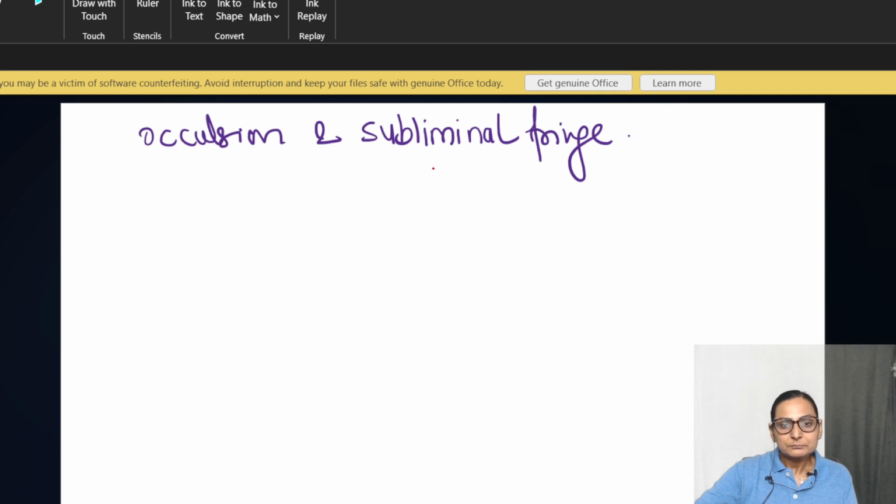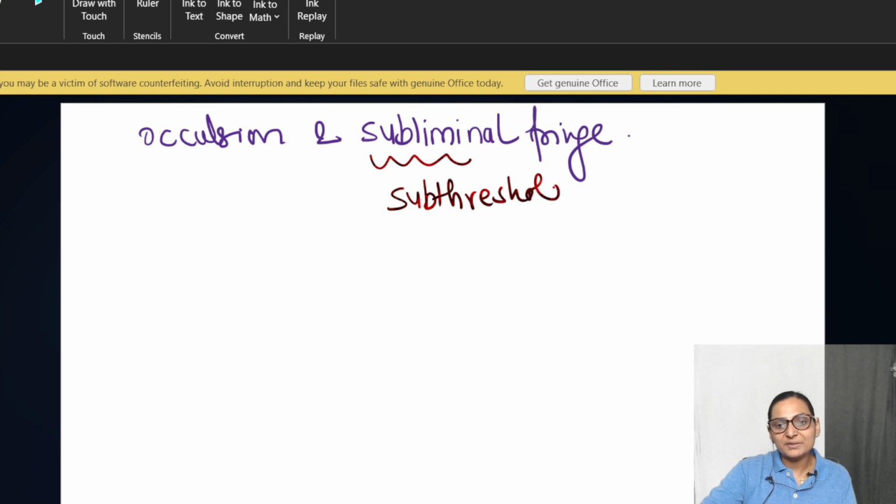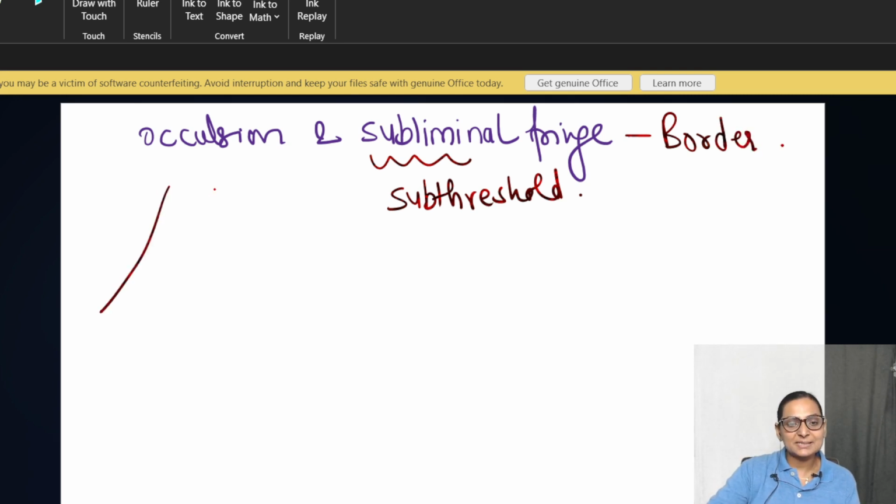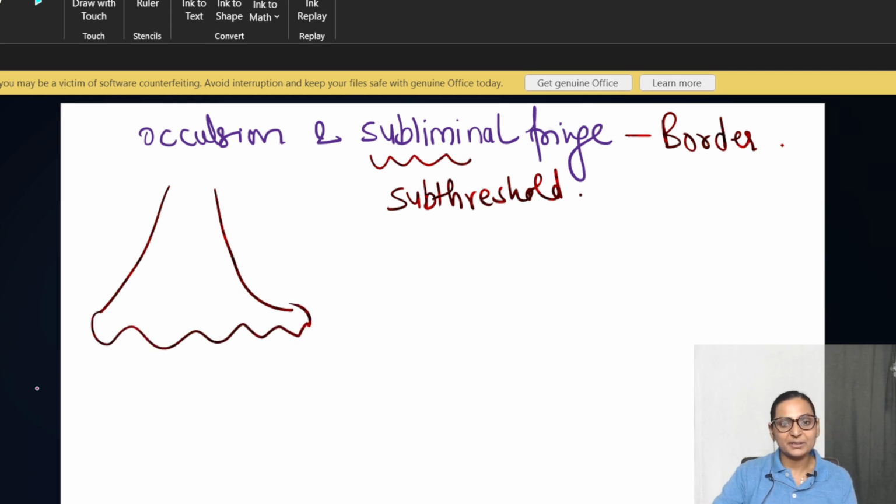Now, what is subliminal? It is subthreshold. You know that when we speak of the types of stimuli, there is threshold, subthreshold, and suprathreshold stimuli. So this is subthreshold. And what is fringe? Fringe is nothing but the border. For example, this is a beautiful frock I am wearing, and this is the frill of it. So this frill is something, but this is the fringe I am speaking of.